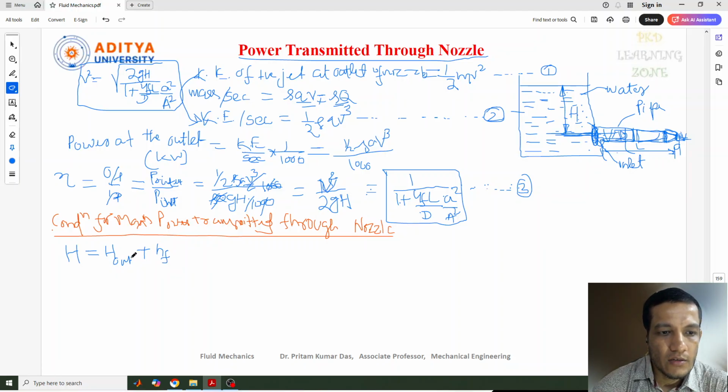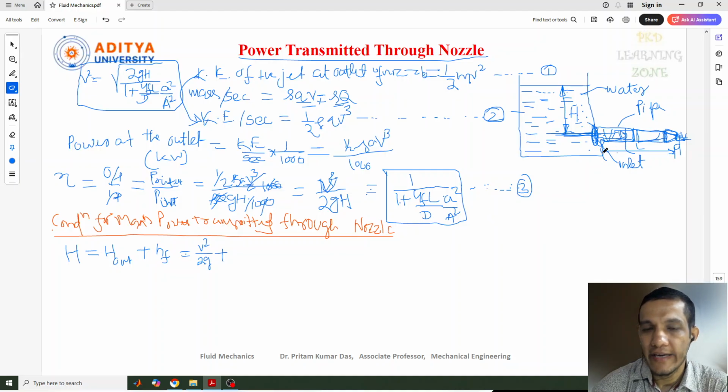So what can we write for the head at the outlet of the nozzle? We know that at this outlet point we consider the total energy to be converted to kinetic energy. So the head here is the kinetic head, that is V square by 2g. So V square by 2g plus h_f.